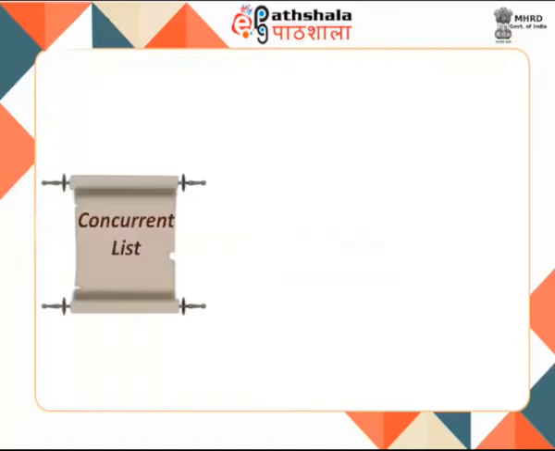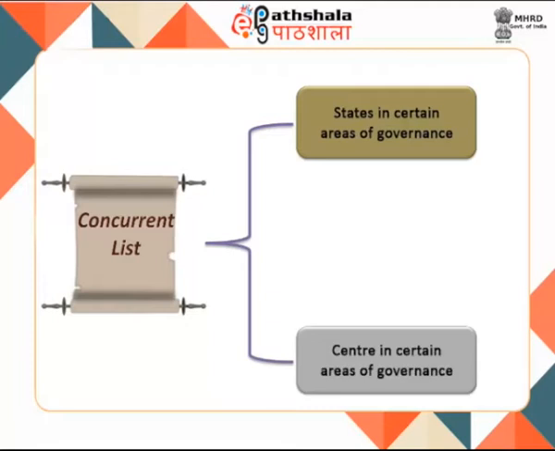The concurrent list consists of concurrent powers of states and the center in certain areas of governance. No major source of tax revenue is included in this list.